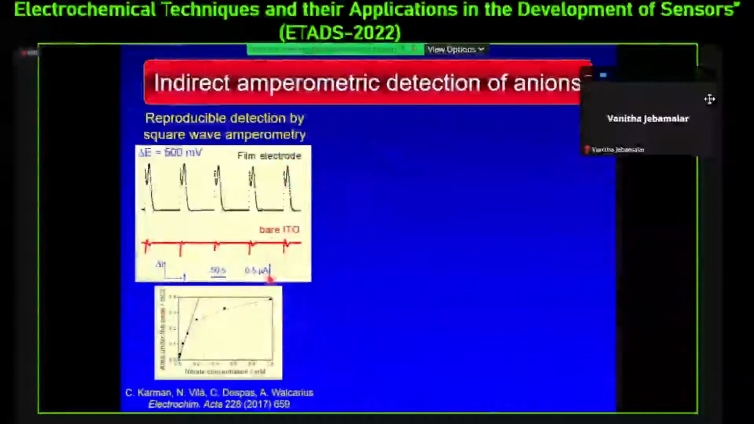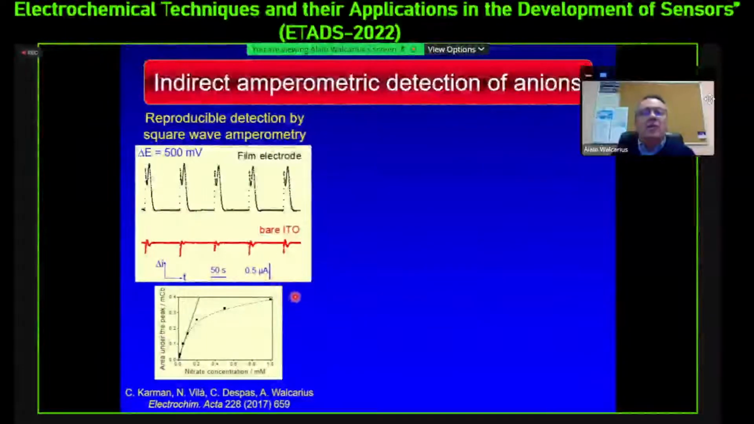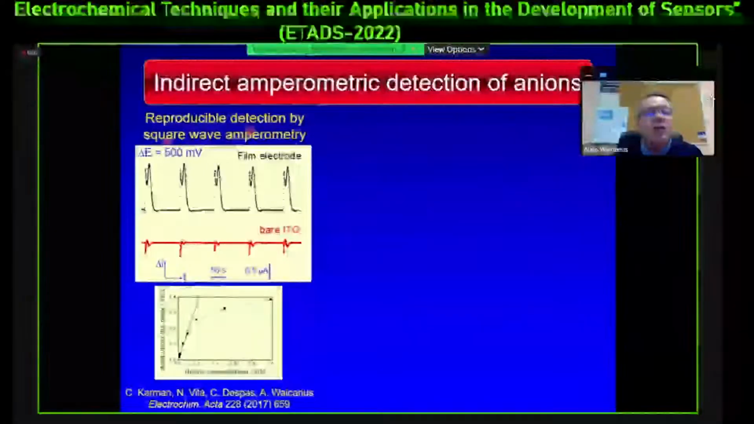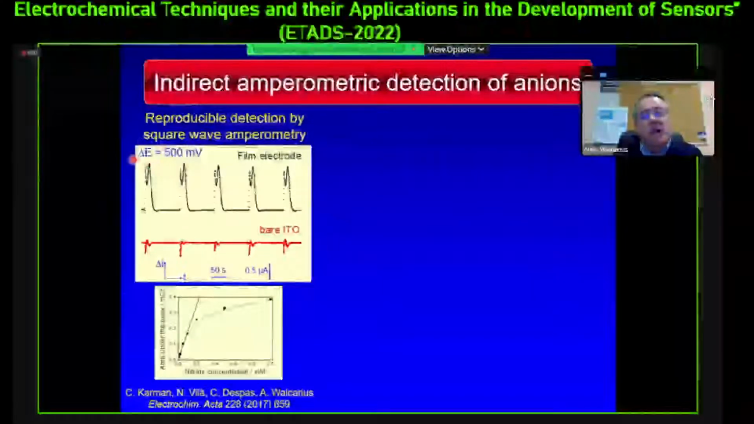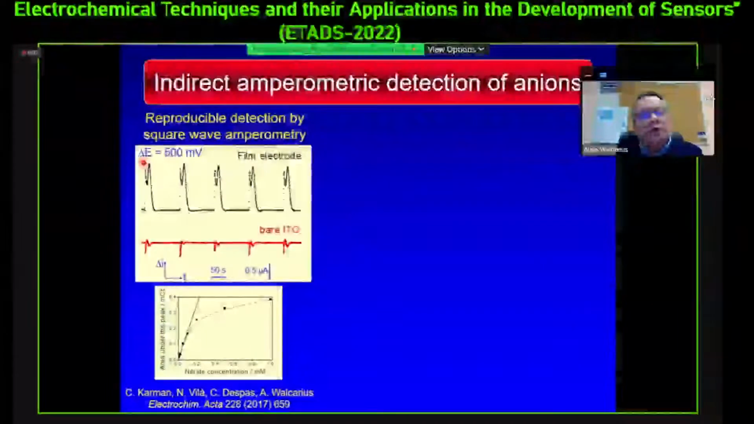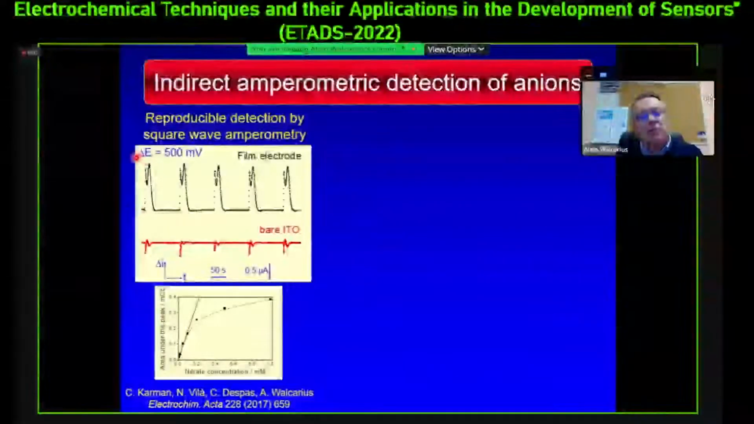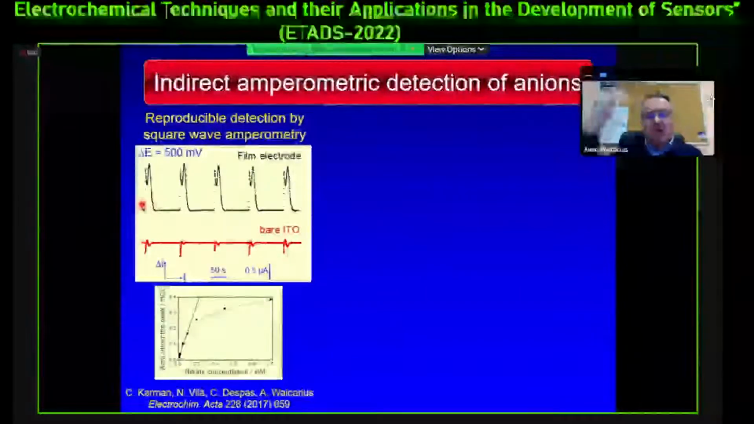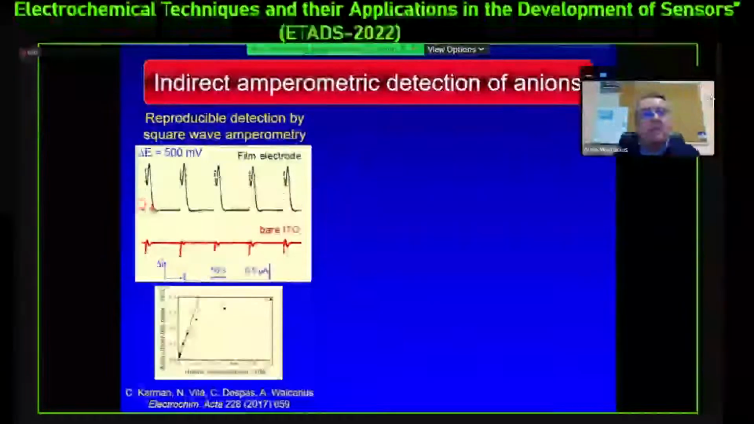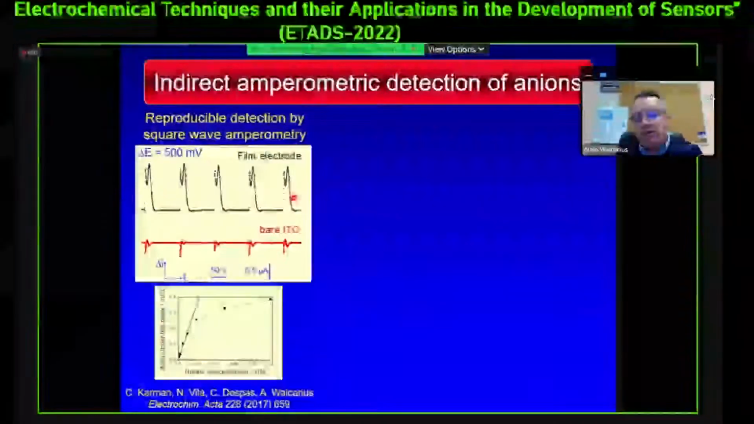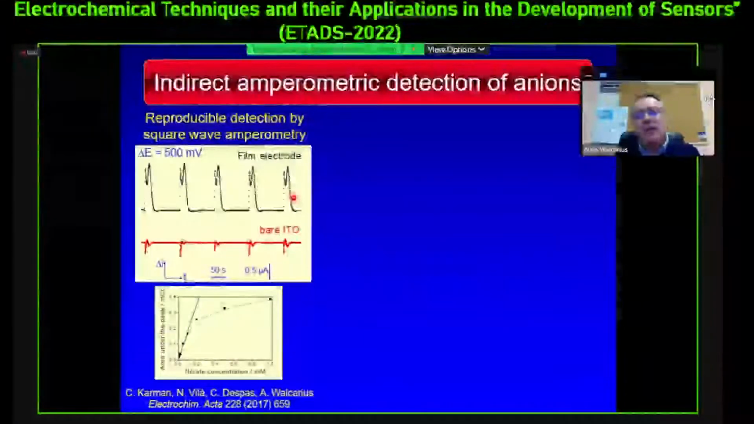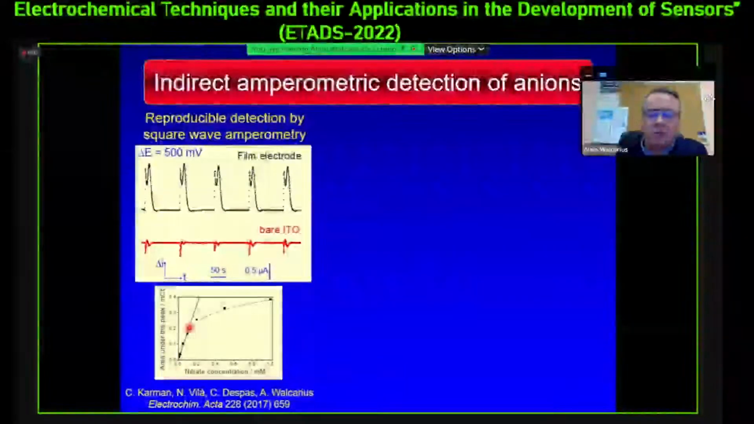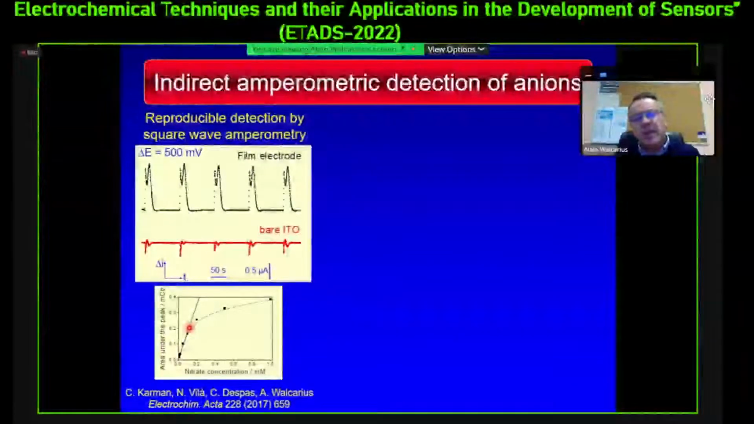ferrocene group, and a way to regenerate this is to work not by applying a constant potential, but by applying a square wave amperometry. Again, as we are in pure water, we need to apply a big potential difference, and in that case, we oxidize the ferrocene, we reduce the formed ferrocenium, and we can observe a very reproducible response without any loss of sensitivity, and the signal is directly proportional to the concentration of this anion.